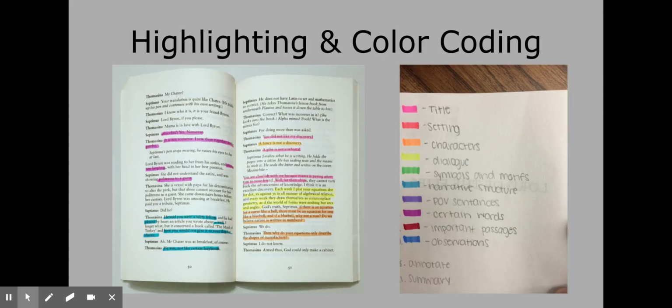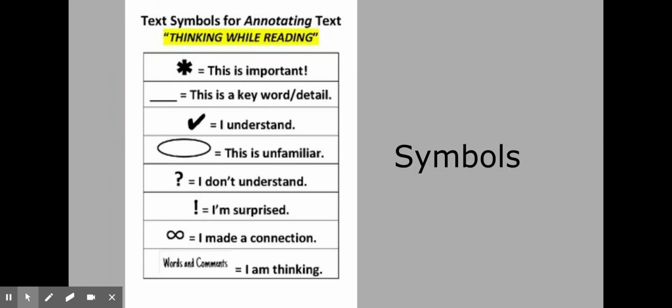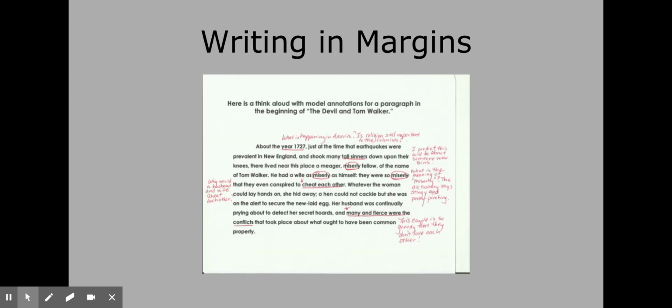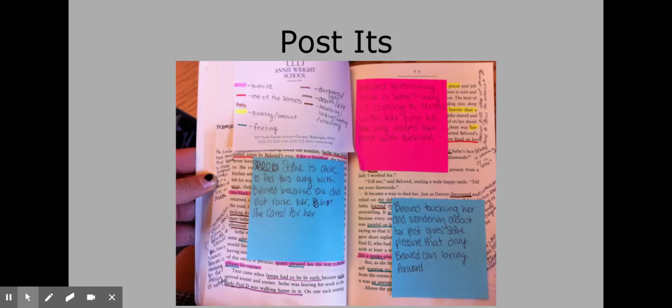Here's an example of highlighting and color coding. Different symbols. This is one that younger kids tend to use a little bit more. And if you are a person that does not think that you are good at writing or you think that it takes too much time, symbols might be a good place to start. Notice I say start, not end. Writing in the margins, just that. And then Post-its.